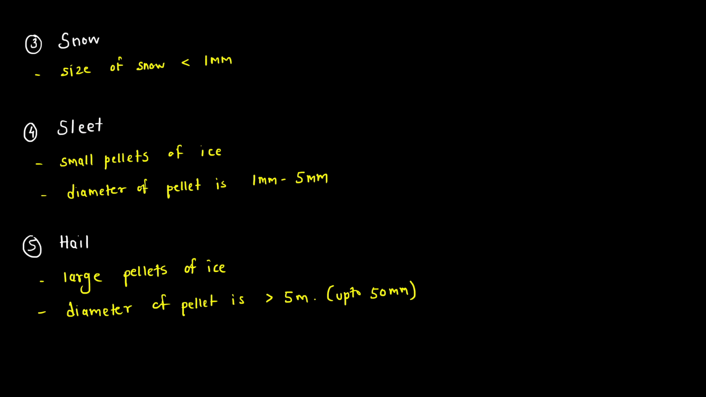Similarly, snow, sleet and hail are the forms of snowfall only, but based on the size, if the size is less than 1 mm, then it is snow. If it is between 1 mm to 5 mm, then it is called sleet, and if it is greater than 5 mm, it is called hail.